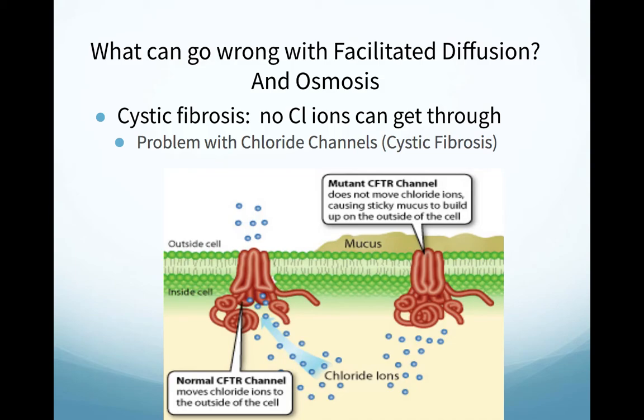So if you look at the picture outside the cell, if you have chloride ions that are able to move through the outside of the cell, that changes the solute concentration, and therefore water will also follow the chloride ions. But if chloride ions can't get through, no water will move out, and this mucus will build up. And that makes it really hard to breathe. So that's a problem that you could have if you don't have chloride ion channels, and it affects facilitated diffusion and osmosis.